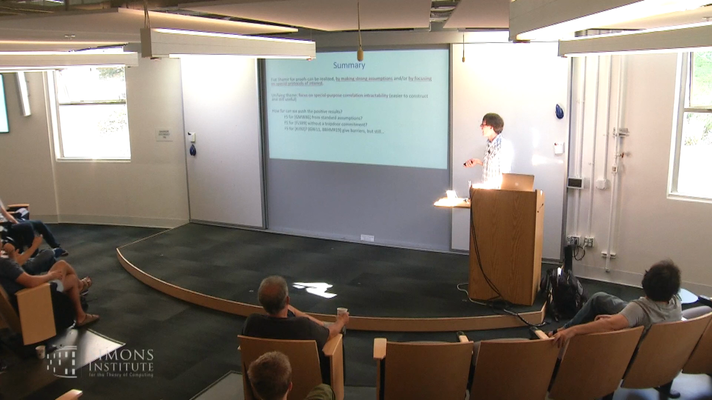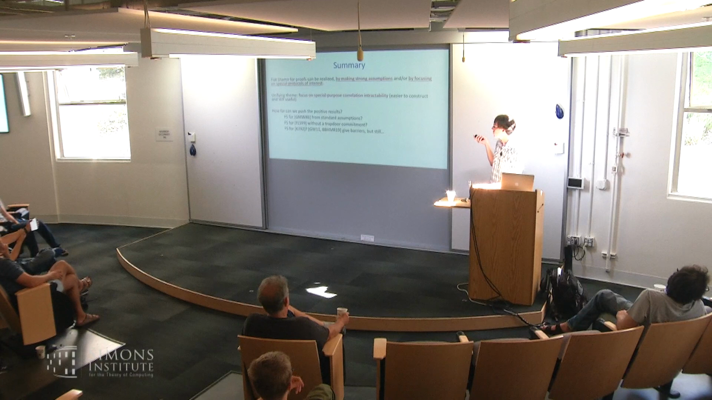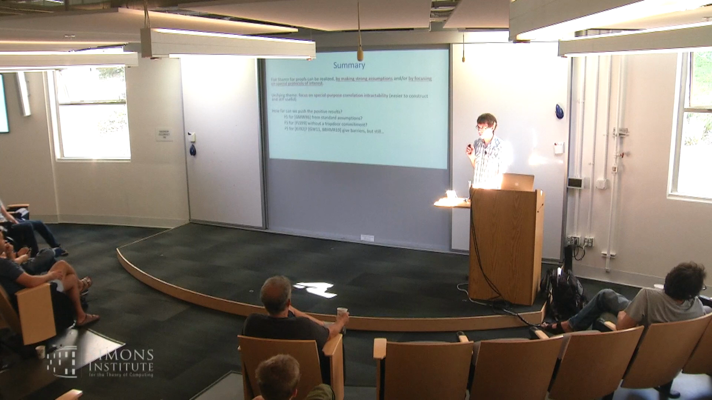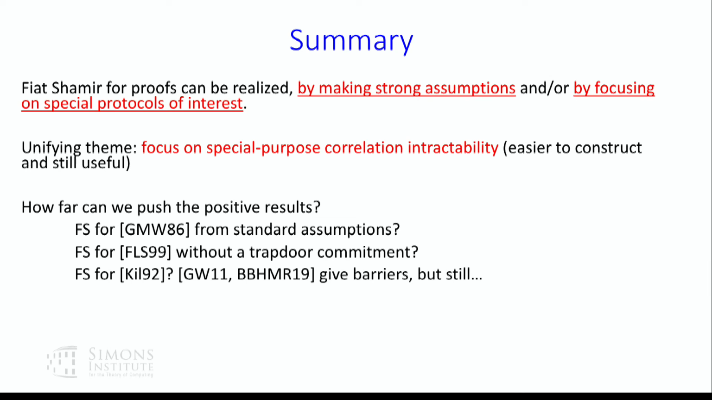So good. Here's another. I needed to use this nice commitment scheme in order to do Fiat-Shamir for the Hamiltonicity protocol. And you can ask if you can do it from a trapdoorless commitment scheme, like a standard, or, you know, a one-way-function-based commitment scheme. I have no idea how to instantiate Fiat-Shamir for that based on standard assumptions.